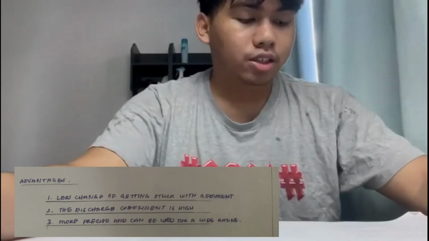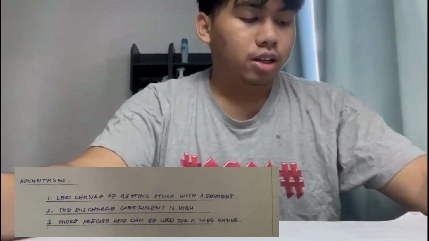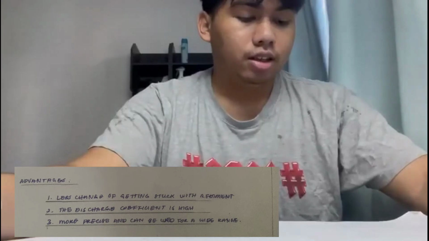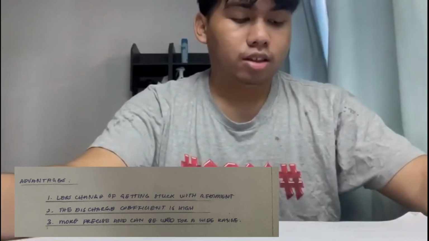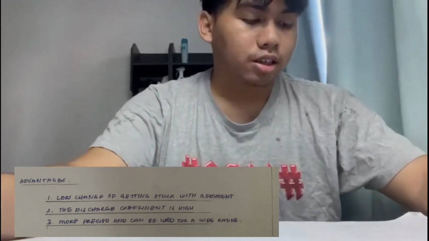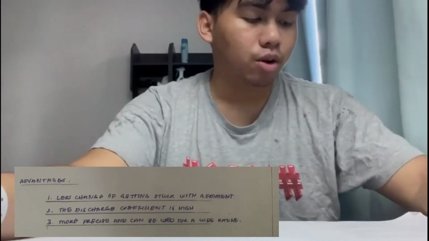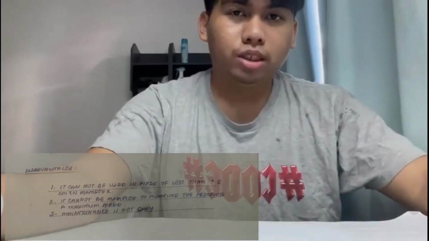The advantage of venturi tube is less chance of getting stuck with sediment. Next, the discharge coefficient is high. The last one is that it is more precise and can be used for a wide range. That's for advantage. Next we go to the disadvantages of venturi tubes.